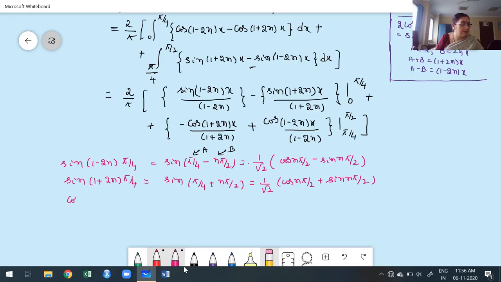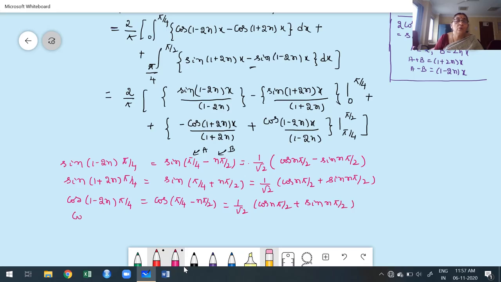Similarly, I have to verify for cos. Cos of (1 minus 2n) into pi by 4 is nothing but cos of (pi by 4 minus n pi by 2). Cos of a minus b is cos a cos b plus sin a sin b. Cos a is cos pi by 4, sin a is sin pi by 4. What's the common factor? 1 by root 2. What we get? Cos of n pi by 2 plus sin of n pi by 2.